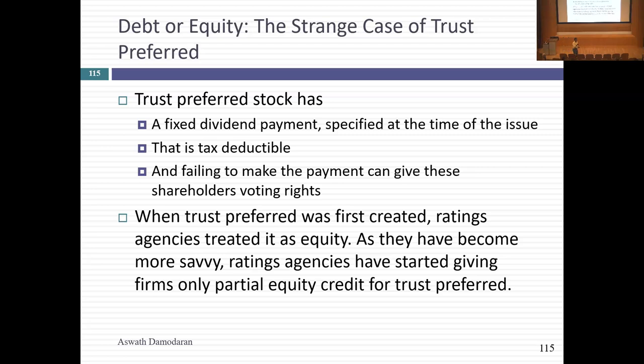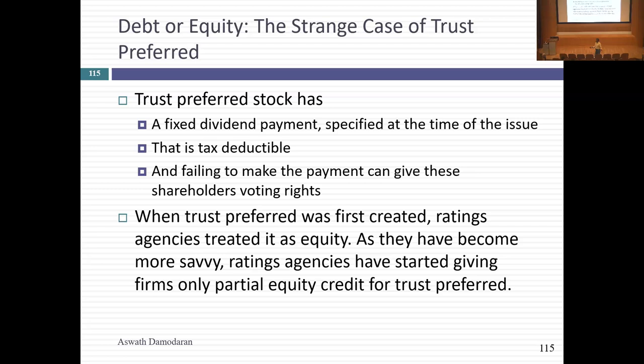Here's how trust preferred stock works. It comes with a fixed dividend that's set at the time the security is issued. That dividend is tax deductible. And if you fail to make that dividend payment, you got to give the trust preferred shareholders voting rights in your company. Fixed dividend, tax deductible, loss of control. So you're going to put it in the debt or equity pile. Which pile would you put it in? It looks like debt to me.